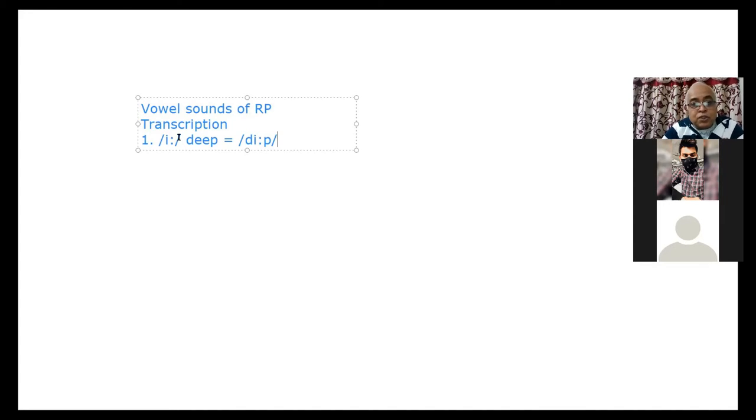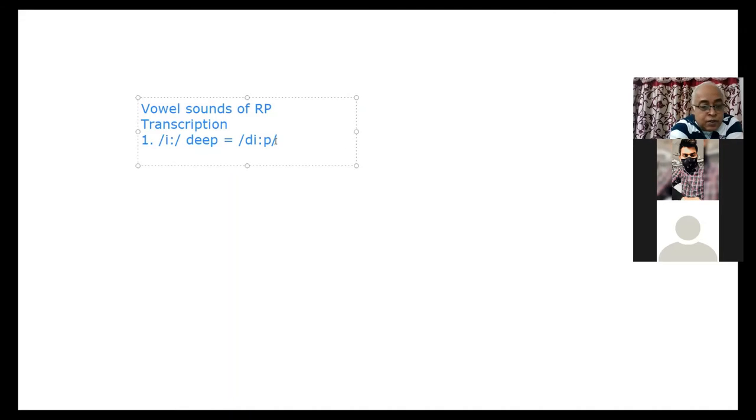We are using these two slant lines on both sides, so that it is not a word, it's a sound now. This is a word, there are no slant lines. So this is not the word, this is the sounds D, E, and P. Deep.